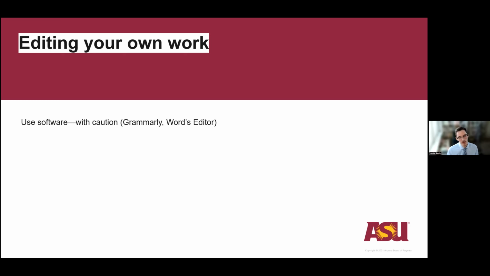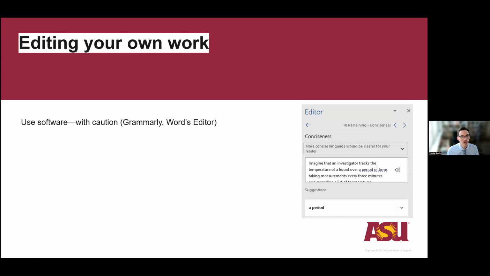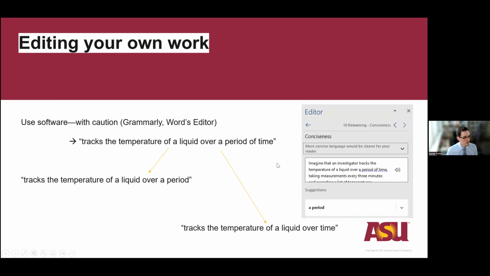So here's a simple example of the limitations of this software. I ran my talking points for this very workshop through Word's editor. Let's take a look. So the editor flagged the following phrase. An investigator tracks the temperature of a liquid over a period of time. And I get the suggestion to correct it to a period, right? So it would read tracks the temperature of a liquid over a period. And that's not correct, right? It's unclear, and it's not how we use language.